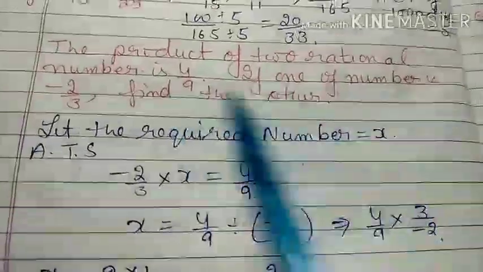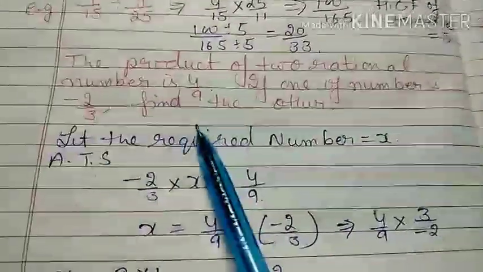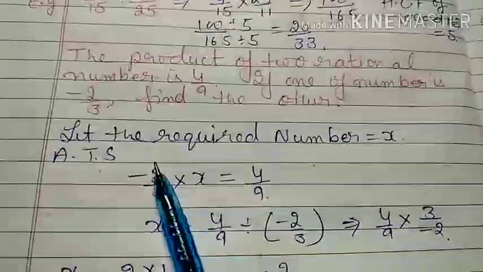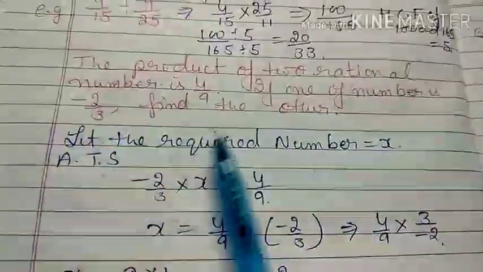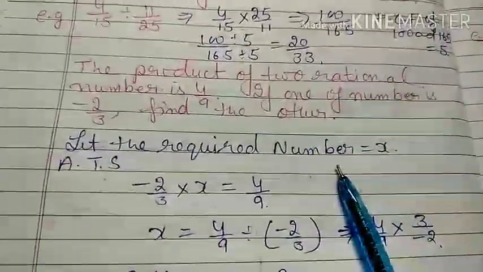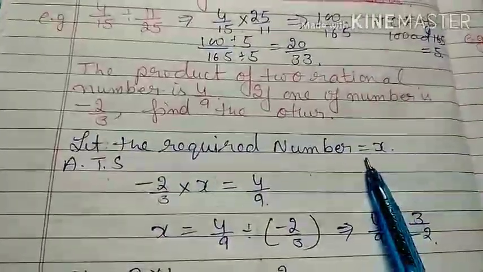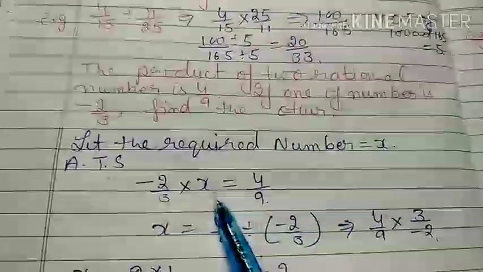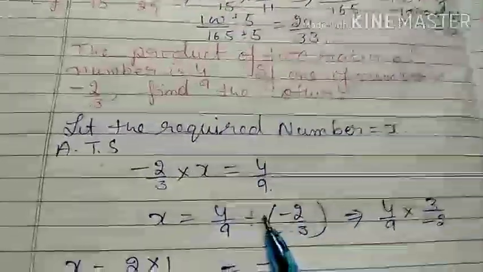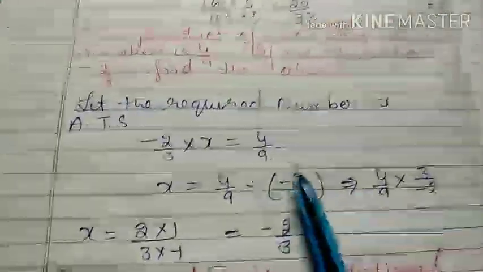If the product of two rational numbers is 4 by 9, and one of the numbers is minus 2 by 3, find the other. So first I consider what will be my number, which I multiply with minus 2 by 3, to get the answer 4 by 9. So according to the statement, I will consider my required number as x. When I multiply minus 2 by 3 into x, I get 4 by 9, as written in the statement. I just translate the statement.